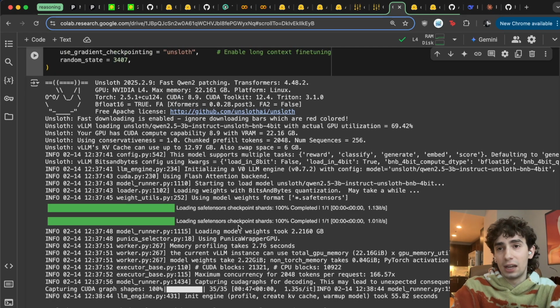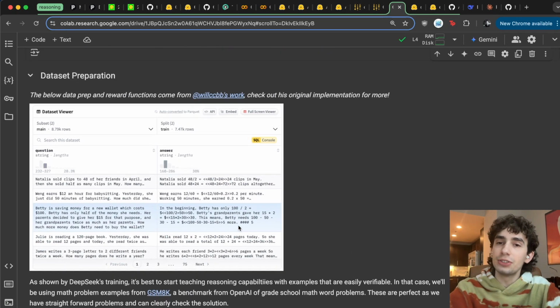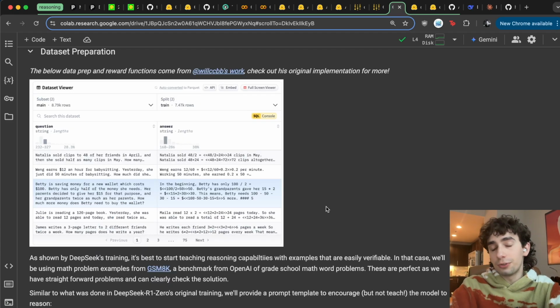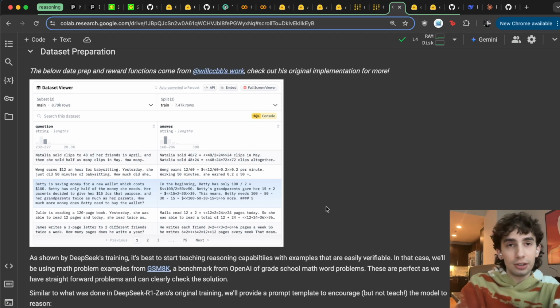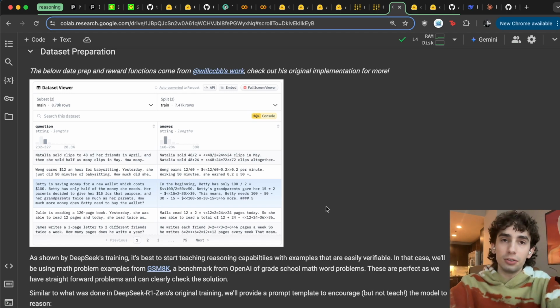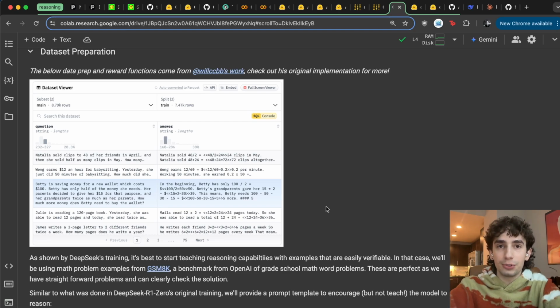Now with the model downloaded, set up, and loaded, what we can do is prepare our dataset. As mentioned, we're going to be using GSM8K, which is 8,000 examples of grade school math problems. This is very much in line with how the original training of something like DeepSeek-R1-Zero worked, because they just used very verifiable examples in their dataset like logic problems, coding problems, and math problems. To simplify things, we're just going to be using math problems from this dataset.